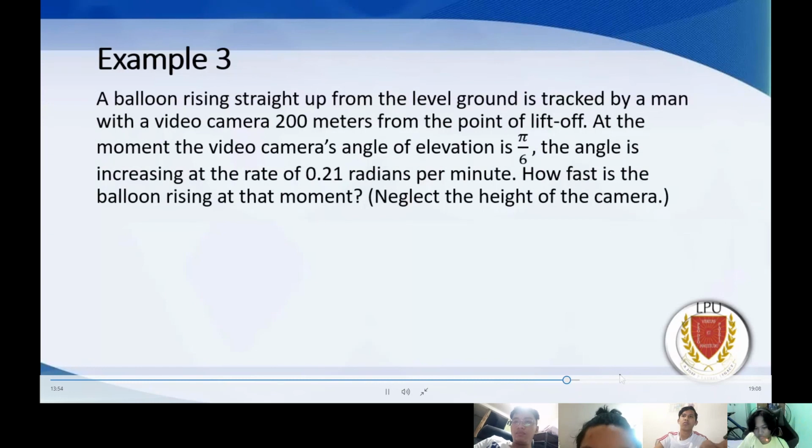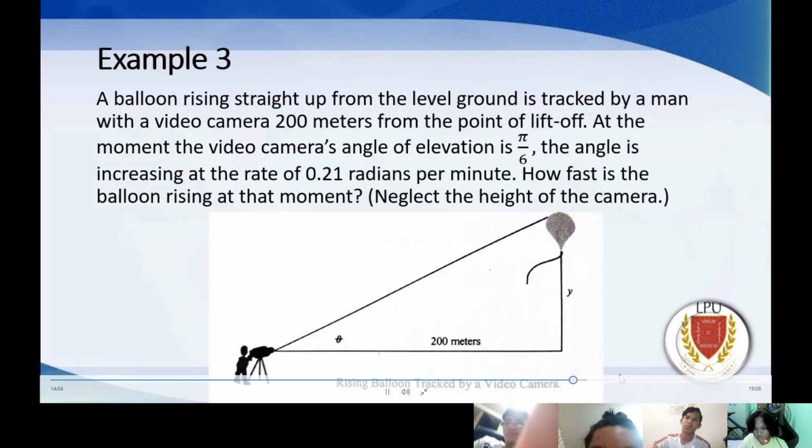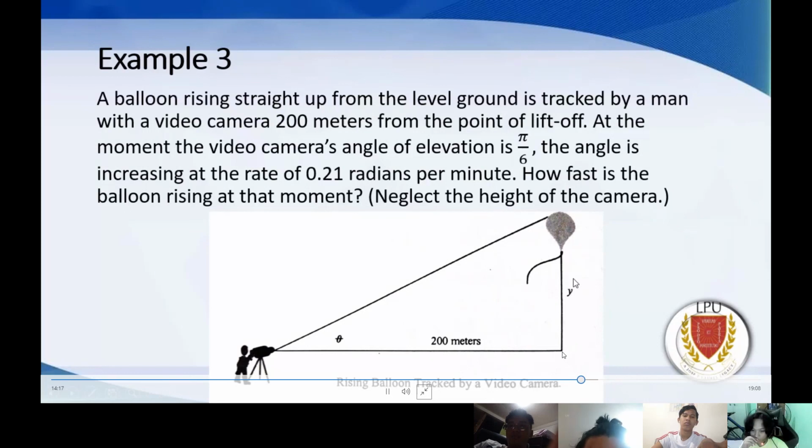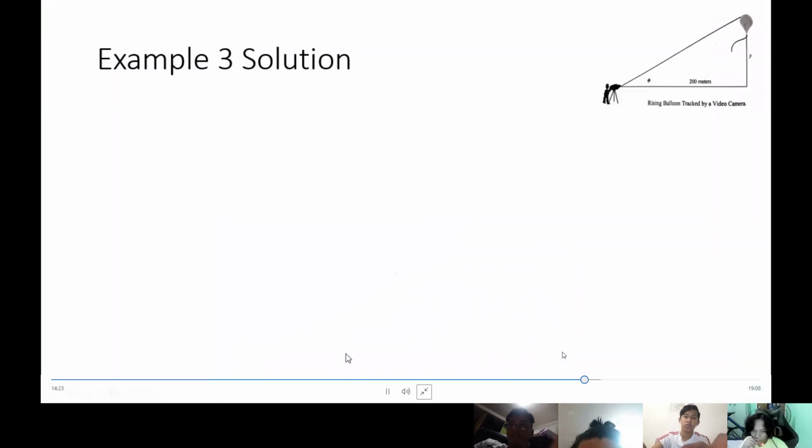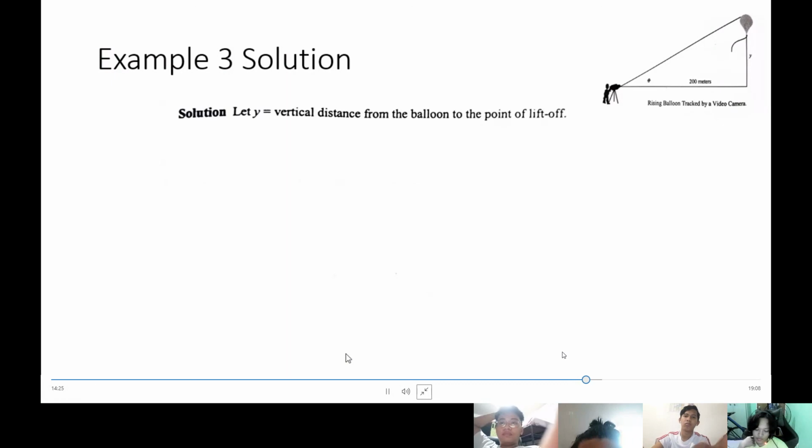The angle is increasing at the rate of 0.21 radians per minute. How fast is the balloon rising at that moment? Neglect the height of the camera. So we have here the cameraman, or the man having the video camera, 200 meters away from the liftoff. This is our y because we do not know the variable for this one. This is 200 meters and this is theta. Now for example number 3 solution, let y be our vertical distance from the balloon to the liftoff point.